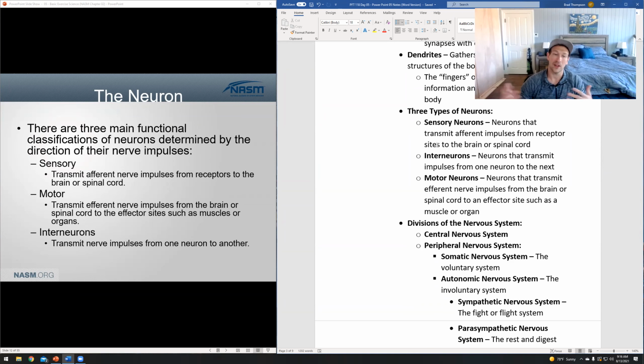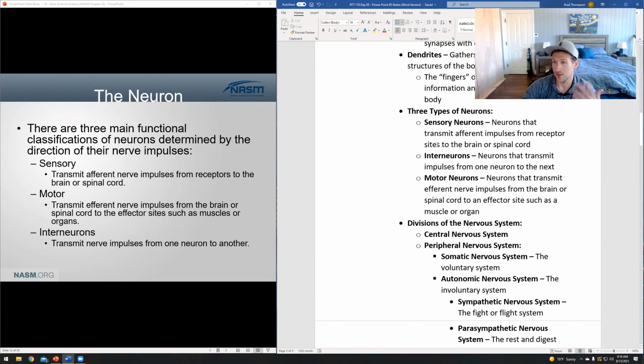You go pick up a barbell that's, again, let's say 100 pounds, right? Your sensory information is going to say, hey, this is some big heavy weight. So sensory neurons are neurons that are transmitting information towards the brain.